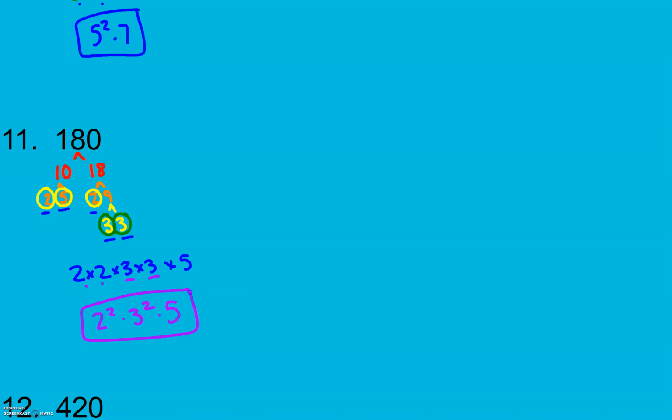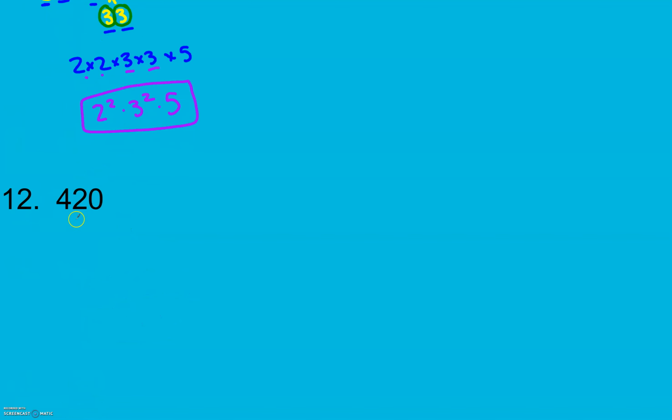And to figure out if your prime factorization is right, we just multiply it out. So you could type in your calculator 2 times 2 times 3 times 3 times 5. You should get 180, or you can take 2 squared times 3 squared times 5. You should get 180. So to figure out if your prime factorization is right, you just multiply it back, and you should get back to the number that you broke down.